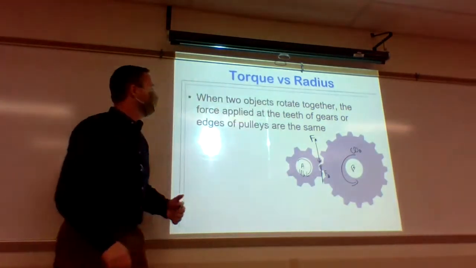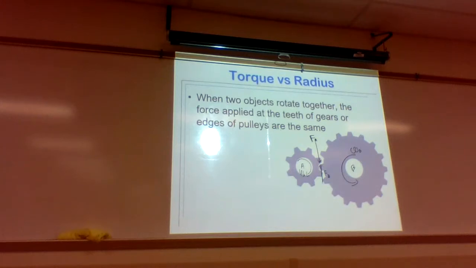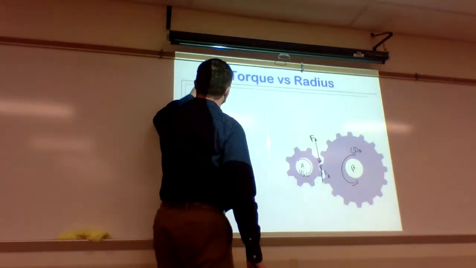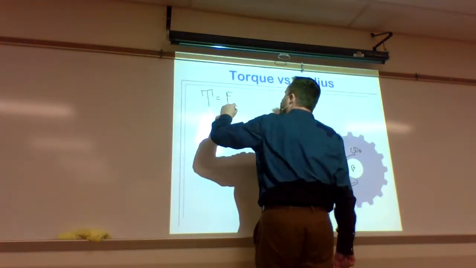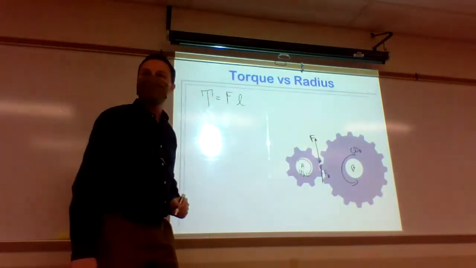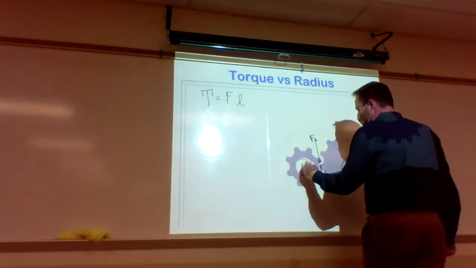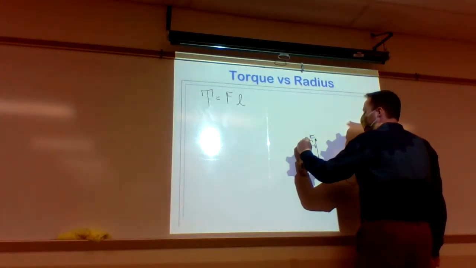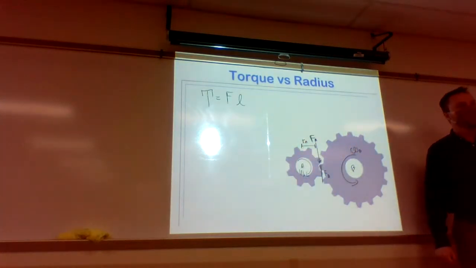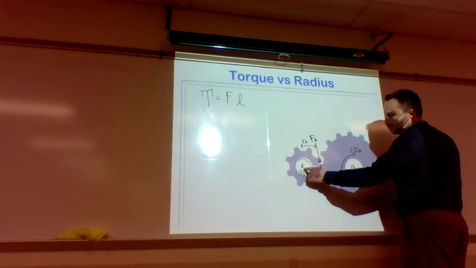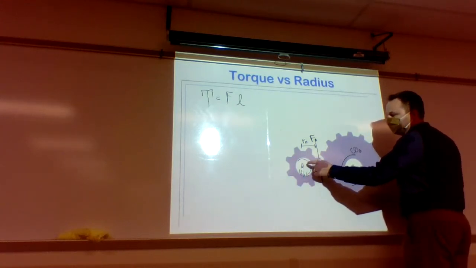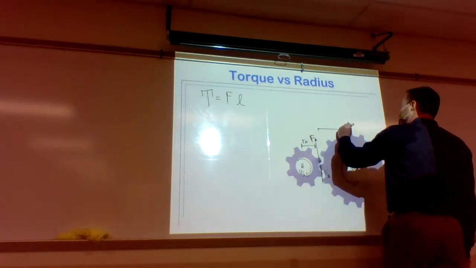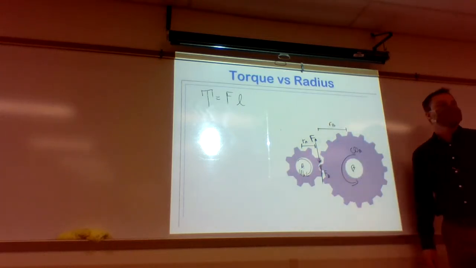So if that's the case, let's talk about the torque. Remember, the torque is force times a lever arm. What is my lever arm? Gear A is rotating about point A, and I've got a radius for gear A, that's my lever arm. It's rotating about this point, and the force applied is out here, this distance RA. And for gear B, the lever arm is RB, the radius of gear B.